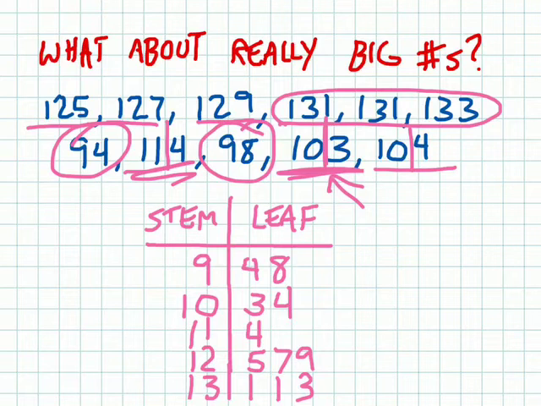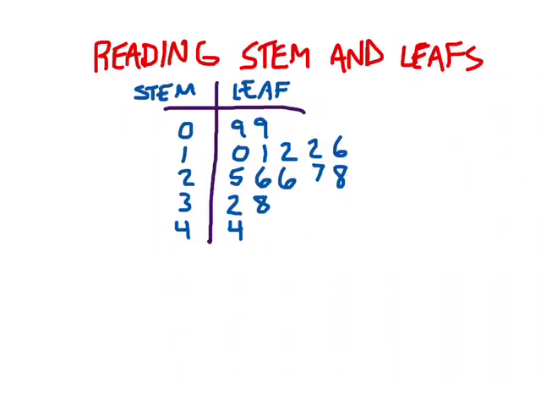An important thing to remember here is that no matter what, you're never going to put more than a single digit into the leaf, because every digit in the leaf should represent a number. So this 4 is 94, this 8 is 98, this 3 is 103, this 4 is 104, and so on. Every digit in the leaf represents a separate number. So an easy way to tell how much data you had if you're looking at a stem and leaf plot is to just count the number of digits in the leaf. Every digit represents a piece of data.